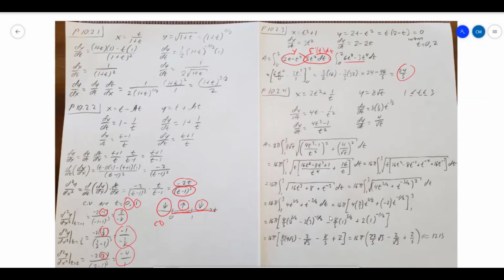Now, I remember this being a pretty difficult problem just because it's kind of tedious what you have to go through. Yeah, so dx dt is this, dy dt is this, and then you square them and add them together, you get this mess here, all of this, right?